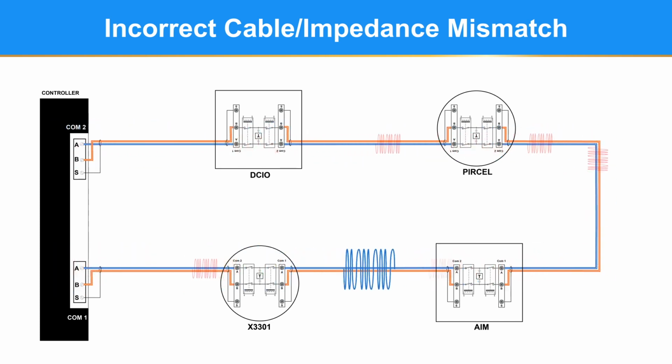This is what happens if there is an impedance mismatch. There is a reflection at every junction of the mismatch. You can see there could be a lot of reflections traveling throughout the network, causing mischief.